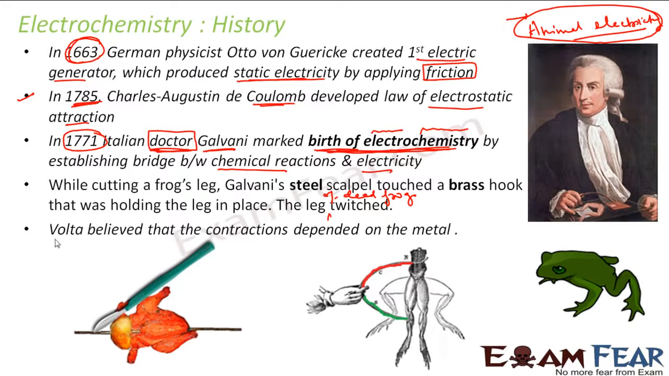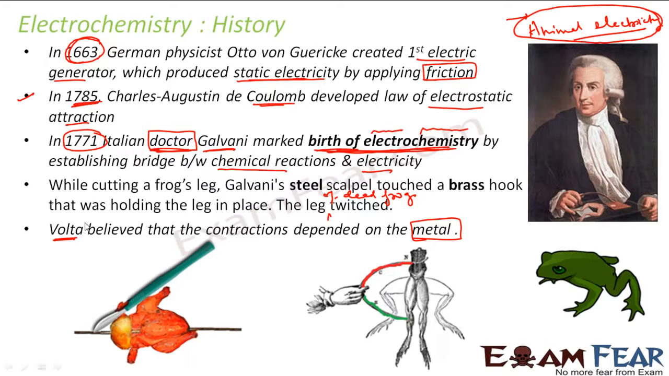But Volta believed that this whole experiment happened not because of animal electricity. He said there is nothing called animal electricity. This happened because of the metals. What he proved was that if you use the same metal, let's suppose two steel metals, the leg won't twitch. If you use two silver, both silver, the leg won't twitch or shake. The dead frog's leg will shake only if you use two different metals.